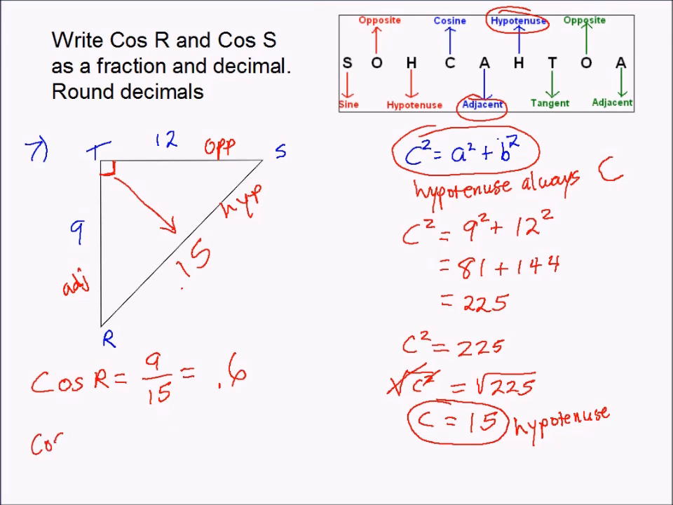And then the cosine of angle S, the hypotenuse is still going to be 15. And then your sides change because now we're talking about angle S. So if we're talking about angle S, this is your opposite, this is your adjacent. And so that's going to be 12 over 15, which you guys know has to be 0.8.